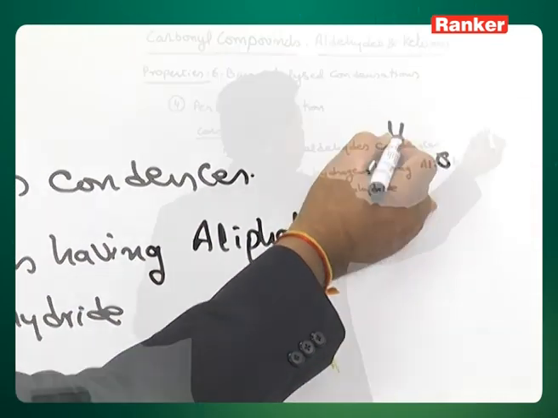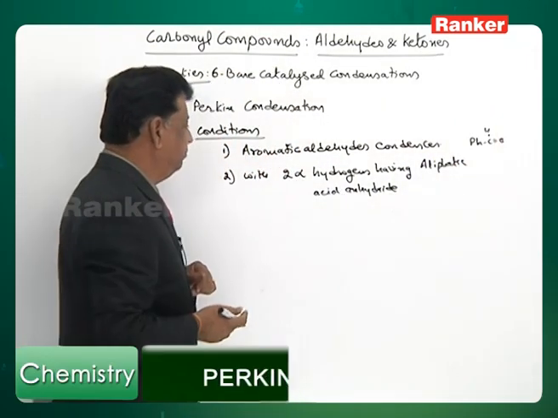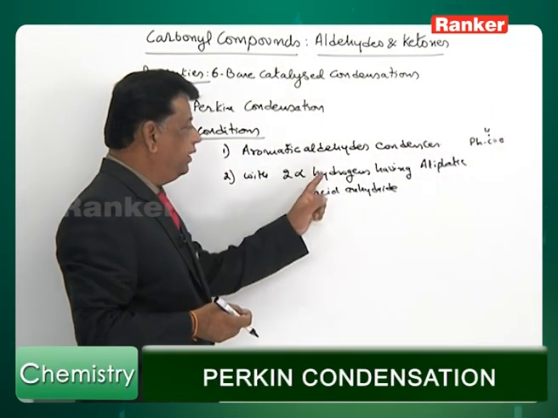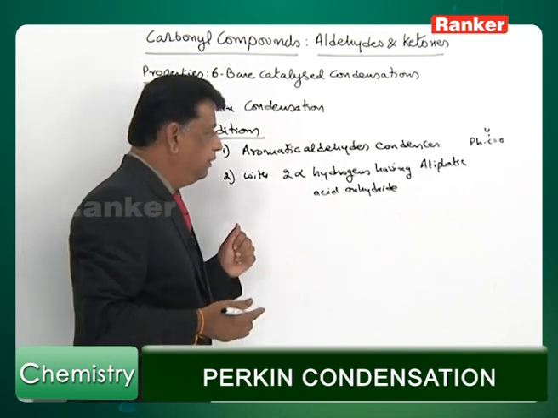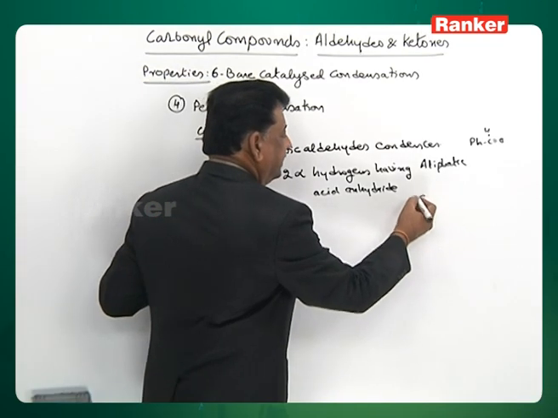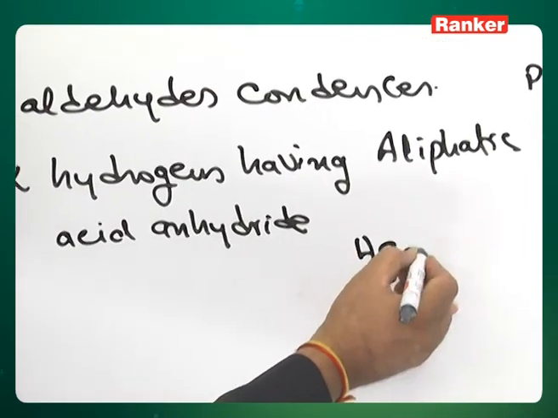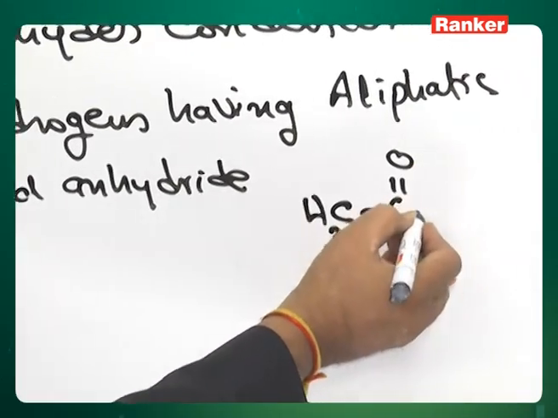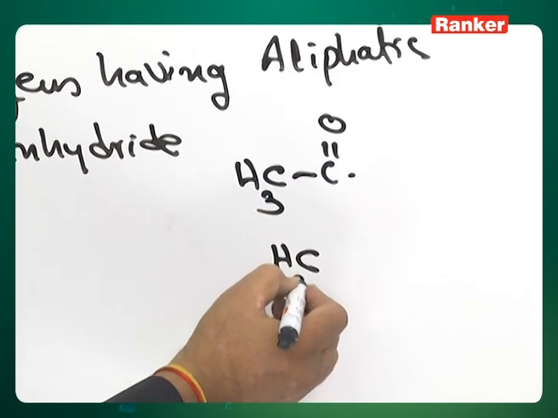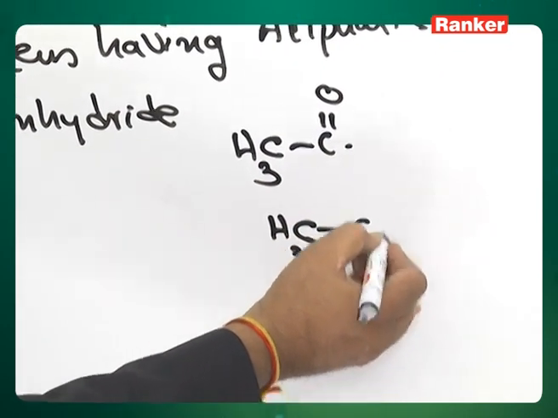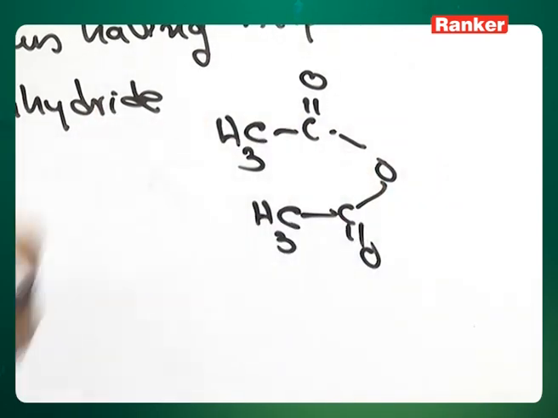Now, what is the example for this one? Minimum 2 alpha hydrogens containing aliphatic acid anhydrides. The simple one is acetic acid anhydride. Let us take. So, acetic acid has 3 alpha hydrogens, right. So, acetic acid anhydride means 2 acetic acids are linked to the 1 common oxygen. This is what anhydride, isn't it?